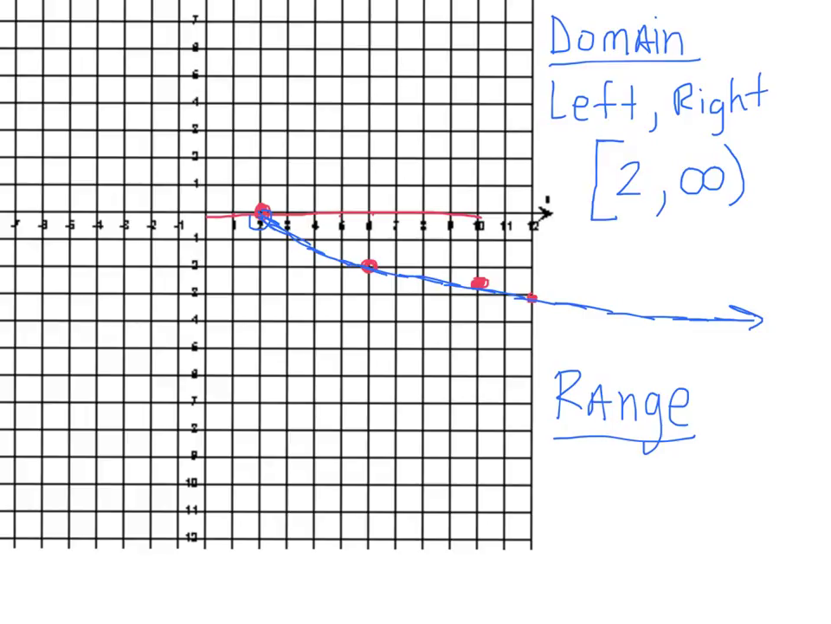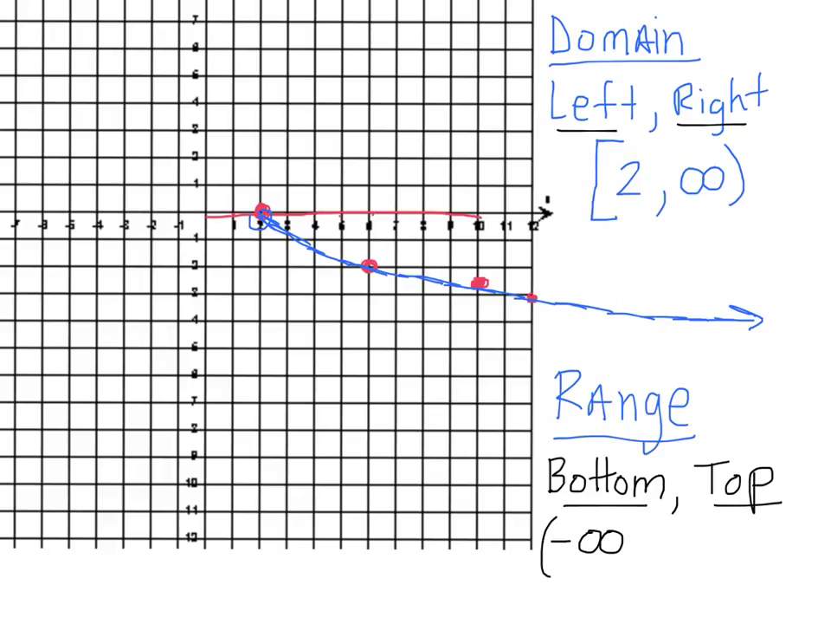Well, if domain goes from left to right, then range goes from bottom to top. So we tell how low it goes, and then we tell how high it goes. Well, the lowest it goes, check this graph out. This graph is going down forever. Even though it's going down very slowly, it's still going down forever. Well, what do we call down forever? We call that negative infinity, not positive infinity. Down is negative.